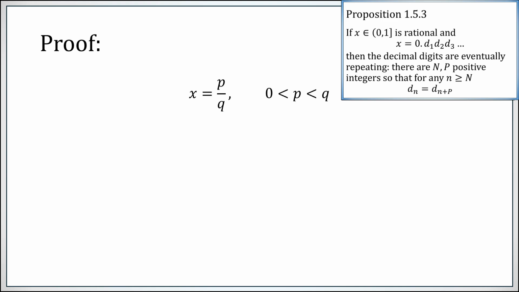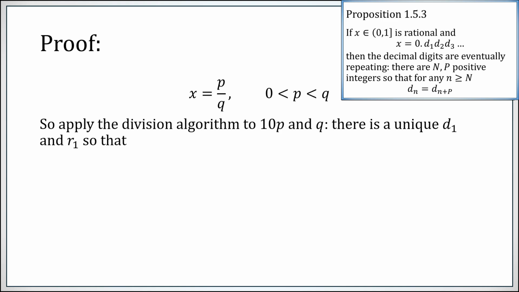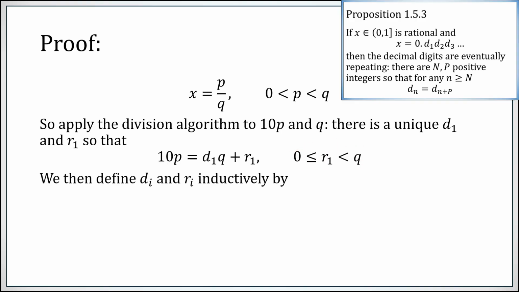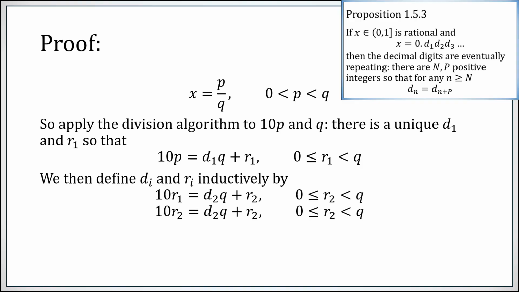So we write x as p over q, p is less than q. We apply the division algorithm to the numbers 10p and q. So there's a unique choice of d1 and r1, so that 10p is something times q plus a remainder, and this remainder is between 0 and q, possibly equal to 0 but not equal to q. Now let's define di and ri inductively by continuing this procedure. Take your previous remainder, multiply it by 10, apply the division algorithm. Take your next remainder, multiply it by 10, apply the division algorithm, and so forth. So we keep constructing our di's and ri's inductively according to this process.